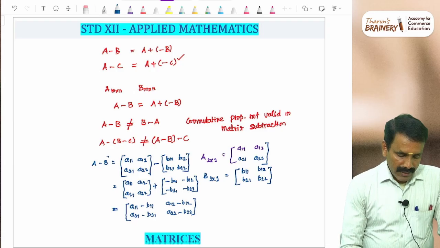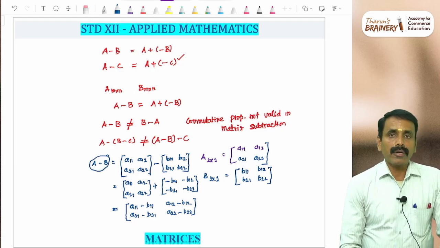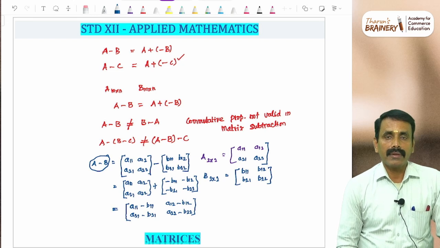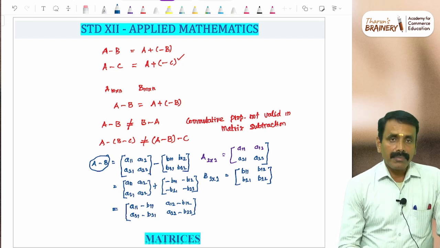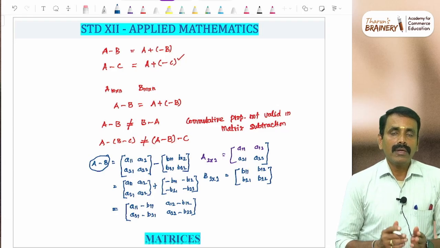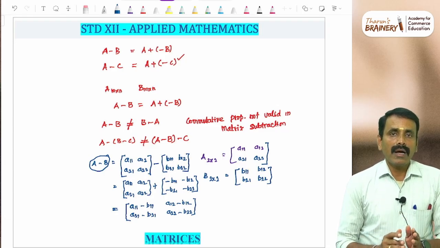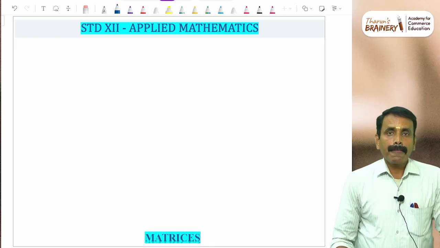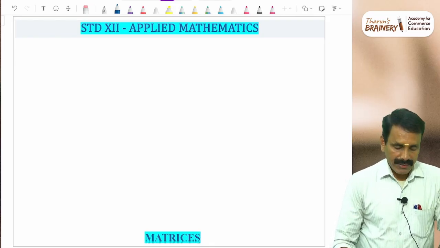From here we can easily see, when you want to subtract two matrices, the same process applies, the corresponding elements will be subtracted. But mathematically we cannot subtract two matrices directly, we have to convert that subtraction to adding with the additive inverse. Now we are going to see scalar multiplication of a matrix.